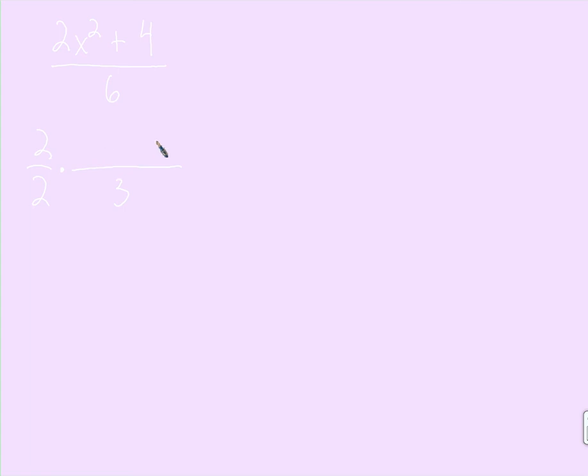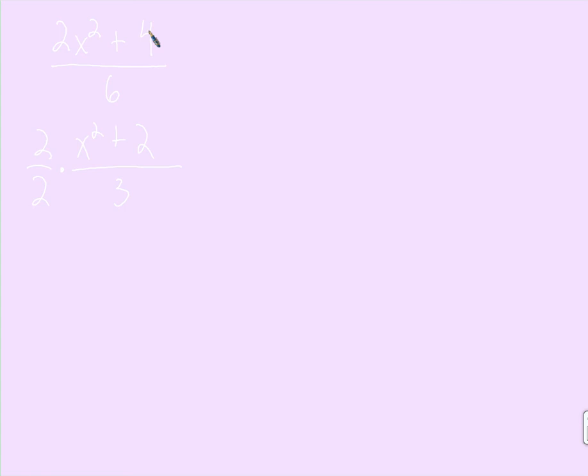Okay. What goes here so that when I multiply the 2 across everything, I get 2x squared plus 4? x squared plus 2. Let's double check. If I multiply 2 times this whole thing, I have to distribute, right? Multiply the numerators together, so that's multiplying it by everything. 2 times x squared is 2x squared. 2 times 2 is 4.